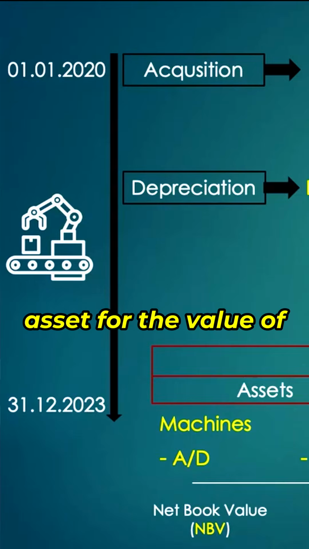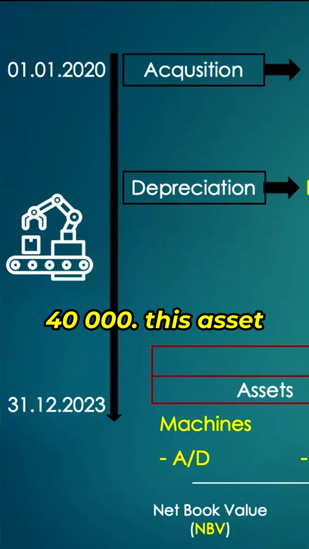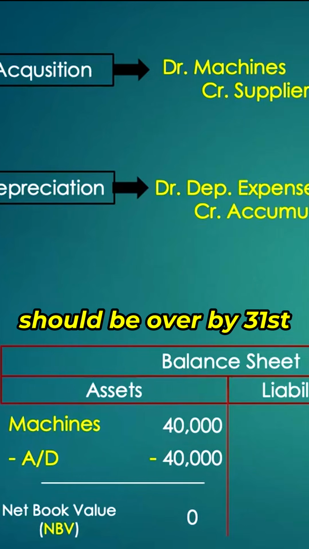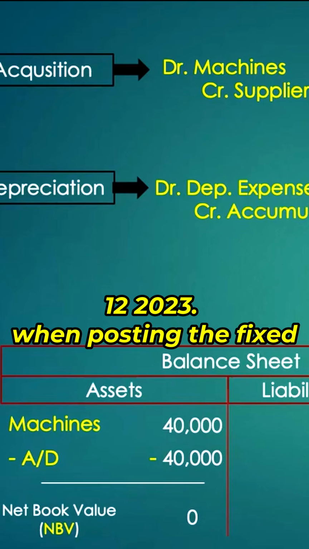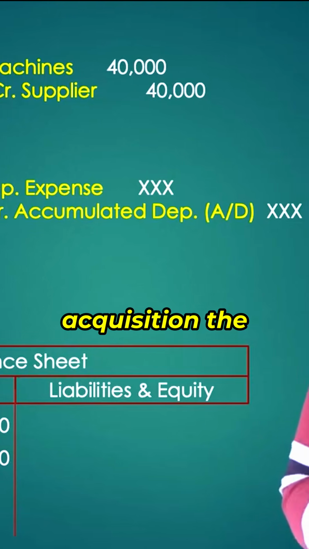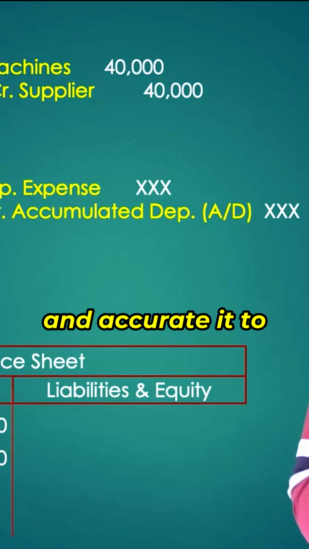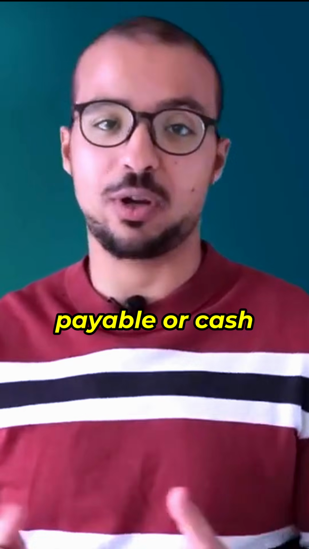On 01/01/2020, we purchased an asset for the value of 40,000. This asset has a useful life of 4 years, so it should be over by 31/12/2023. When posting the fixed asset acquisition, the financial entry is a debit to fixed assets and a credit to the supplier accounts payable or cash.